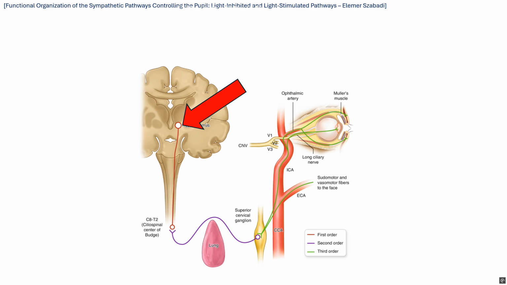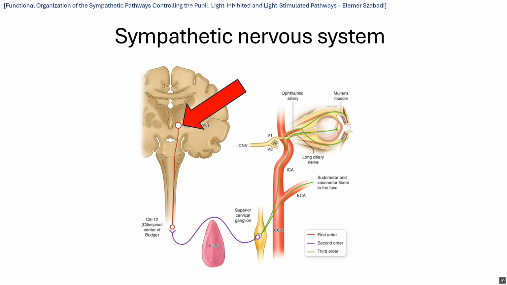In contrast, the pupillary dilation pathway is controlled by the sympathetic nervous system. Here, the first-order neurons originate in the hypothalamus. They descend uncrossed in the dorsolateral brainstem. This is where they reach the so-called ciliospinal region of Budge. This is also where the second-order neuron originates.